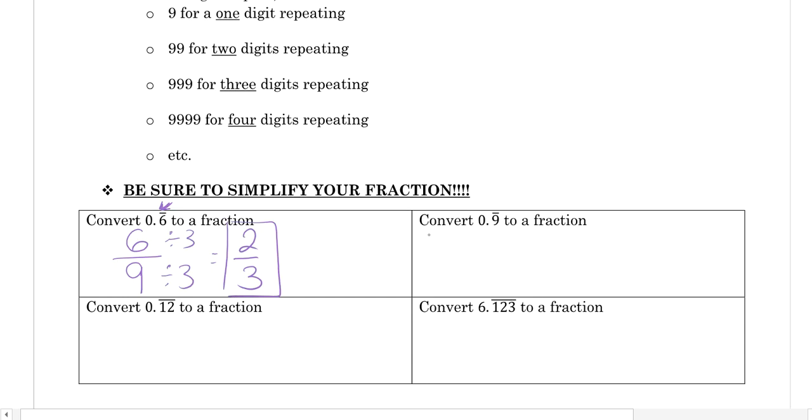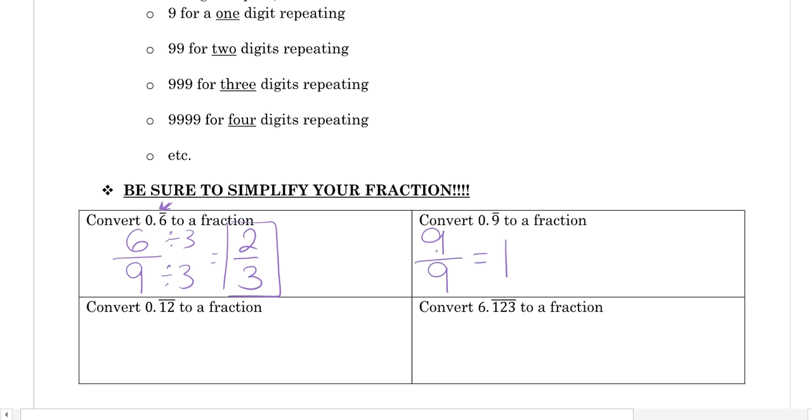If you look at the next example here, convert 0.9 repeating to a fraction. So the repeating digit is 9. It's one digit that's repeating, over 9. Now this is where it gets a little interesting. 9 over 9. When we have the same value in the numerator and the denominator, that's equal to 1. We've practiced that often and we've run into that a lot.